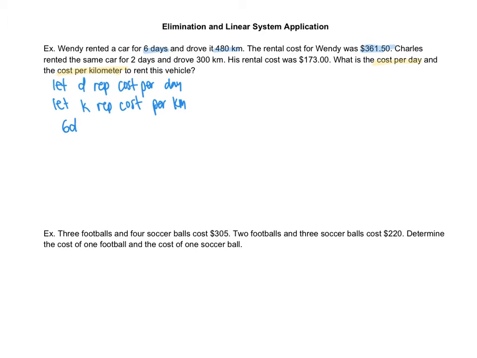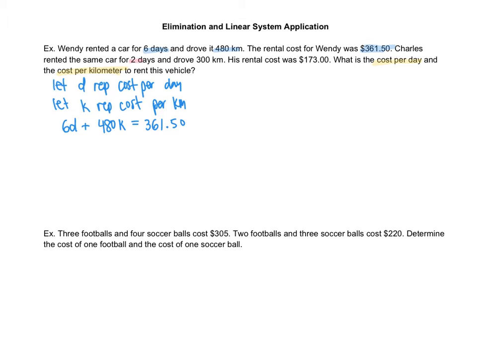And then for 480 kilometers, 1 kilometer costs K dollars. So 480 kilometers will be 480 times K. And in total, if I add the cost for all 6 days and the cost for all of the kilometers, it's going to be $361.50.